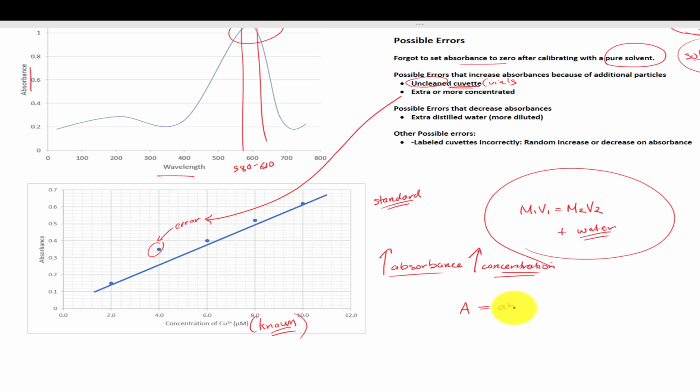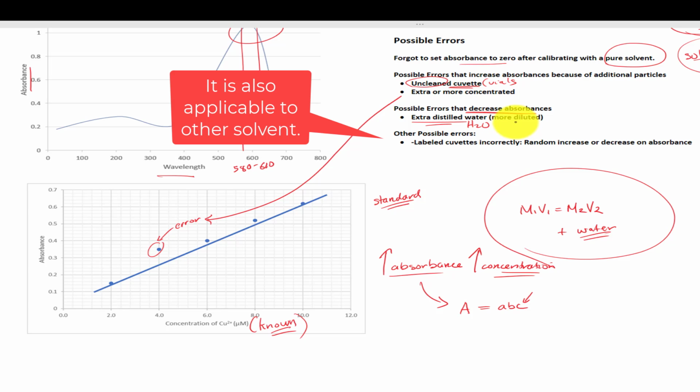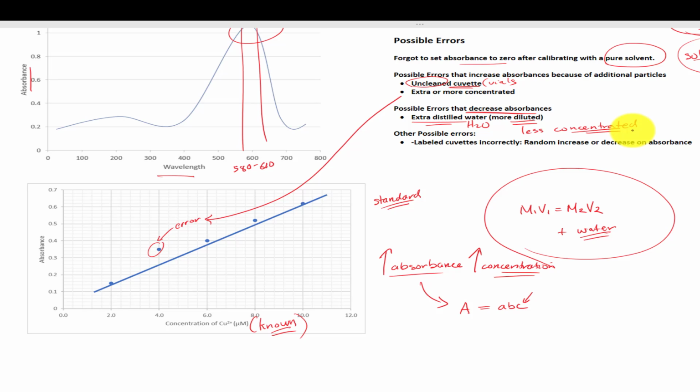Remember, A equal to ABC. This is your concentration, and this is your absorbance right there. So if we did not clean our cuvette, or we use a dirty cuvette, or if we add something extra to it, we will cause absorbance to increase. Now let's look at the other situation where absorbance would decrease, and that is when you add in more distilled water. Remember, water is H2O. If you have more water, it causes the solution to be more diluted, which means less concentrated. So in that case, you would have the data somewhere right here. You would have an error where it is way below the curve.